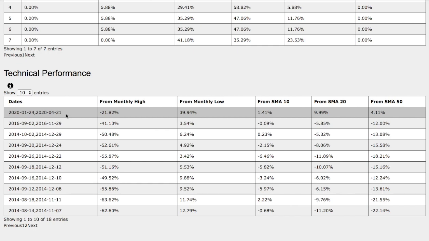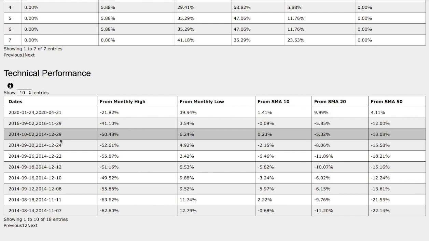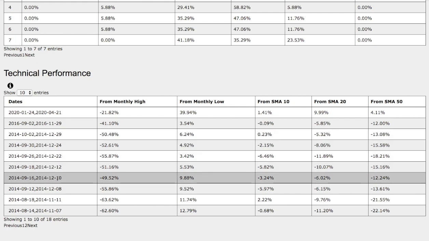So our current model that we're in is down 22% from monthly high, up 40% from monthly low, up 4.1% from 10 simple moving average, up 10% from 20 simple moving average, and up 4% from 50 simple moving average. The trend that we just examined, September 16th to December 10th, 2014, was down roughly around 50% from monthly high, up 10% from monthly low, down 3% from 10 simple moving average, down 6% from 20 simple moving average, and down 12% from 50 simple moving average.